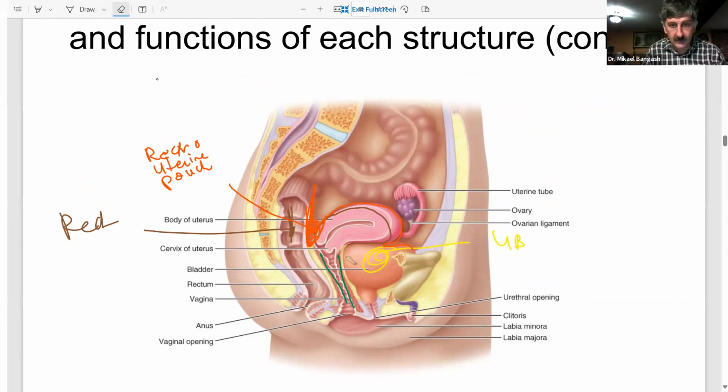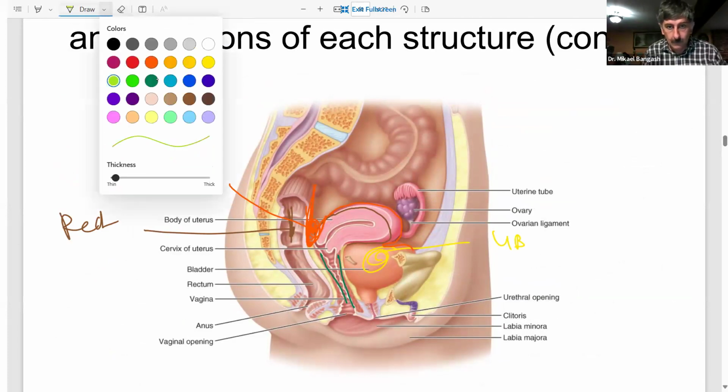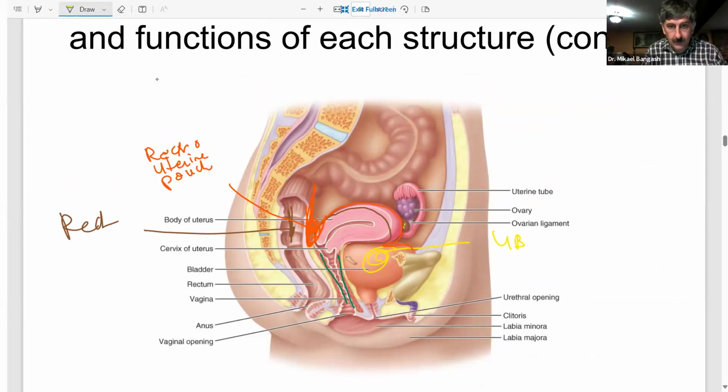So pretty much it's just an extension of peritoneum on the back. Peritoneum on the back going up, and that's going to form the broad ligament. Okay, guys.